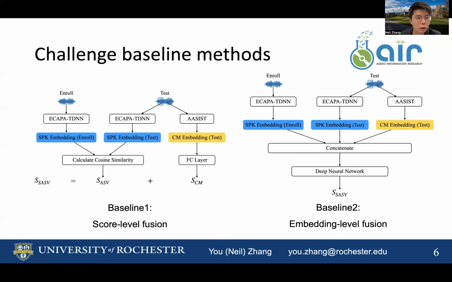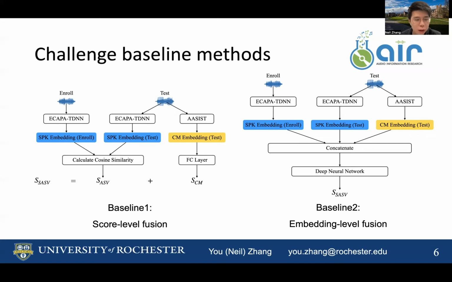The enrollment utterance will go through the ECAPA-TDNN system to provide the speaker embedding for the enrollment utterance. The test utterance will first go through the ECAPA-TDNN to provide the speaker embedding, and also go through the AASIST model to provide the CM embedding. So there are three embeddings here, and all of these embeddings are pre-trained and fixed.